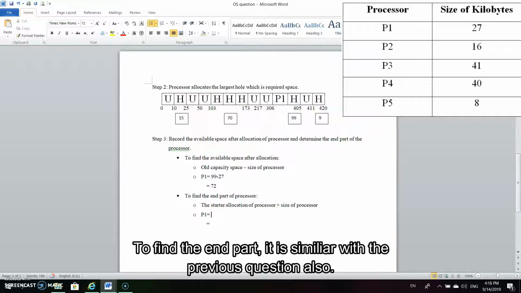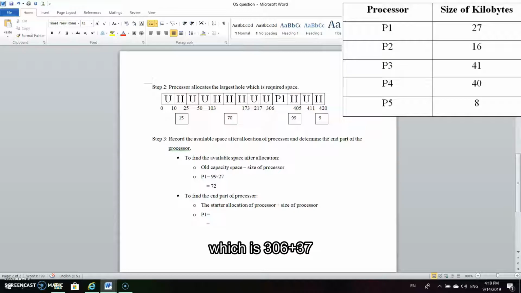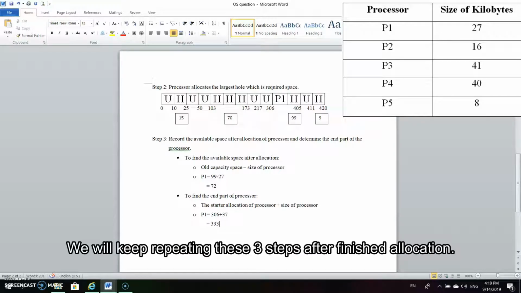To find the end part, it is similar to the previous question also. We just add the start of allocation of the processor with the size of the processor, which is 306 plus 27, and we will end at 333 kilobytes. We will keep repeating these 3 steps after finishing each allocation.